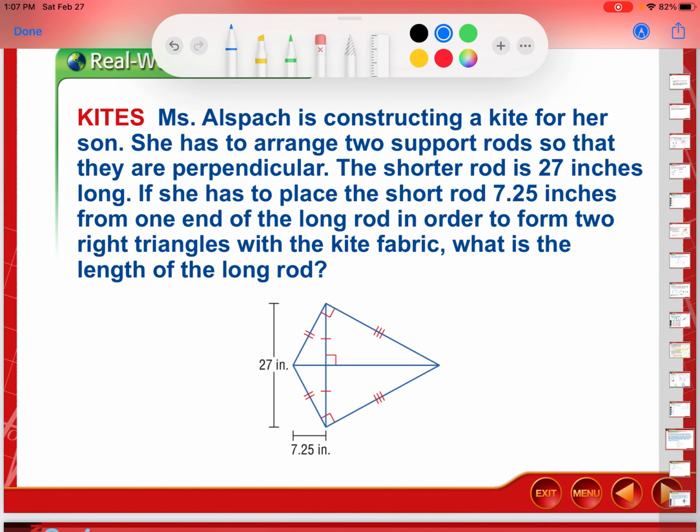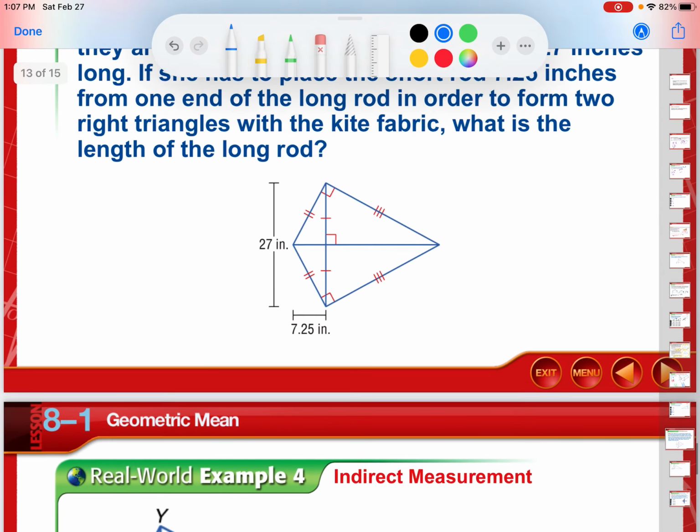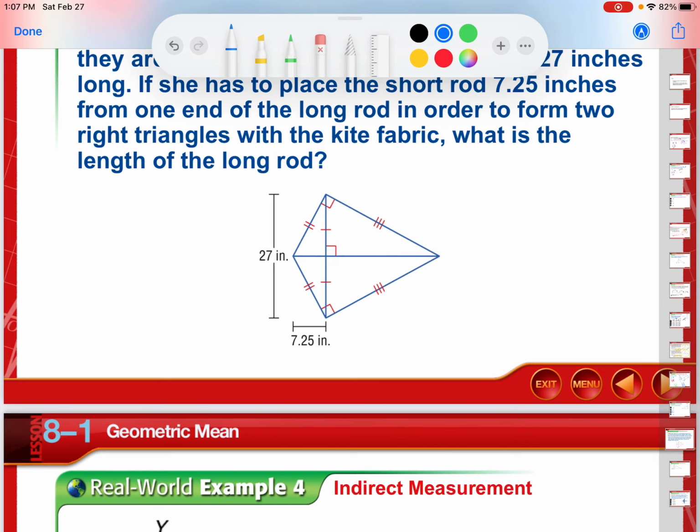Okay, so Mrs. Al Spatch is constructing a kite for her son. She has to arrange 2 support rods so that they are perpendicular. The shorter rod is 27 inches long. She has to place the short rod 7.25 inches from one end of the long rod in order to form 2 right angles with the kite fabric. What is the length of the long rod?